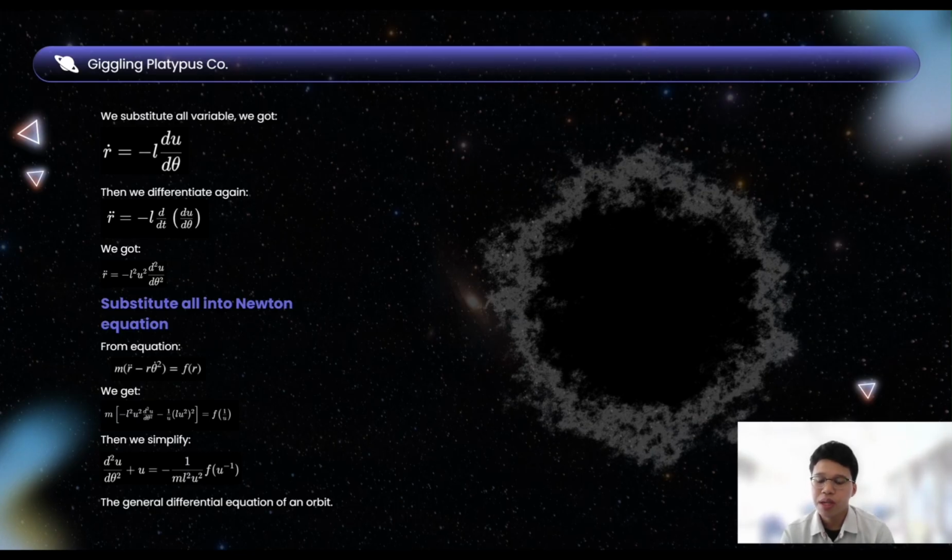So from all of that, we substitute everything back into the Newton equation, from the radial force equation, m times r double dot minus r theta dot squared equal to f of r, and we get as given. Then we simplify the formula, which gives d squared u over d theta squared plus u equal to negative f of u to the power of negative 1 over m L squared u squared. This is the general differential equation of an orbit.